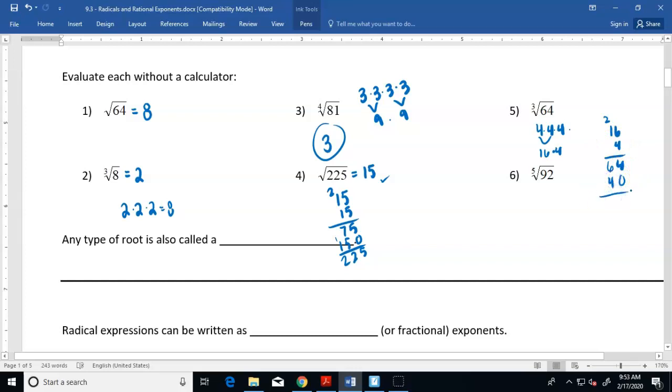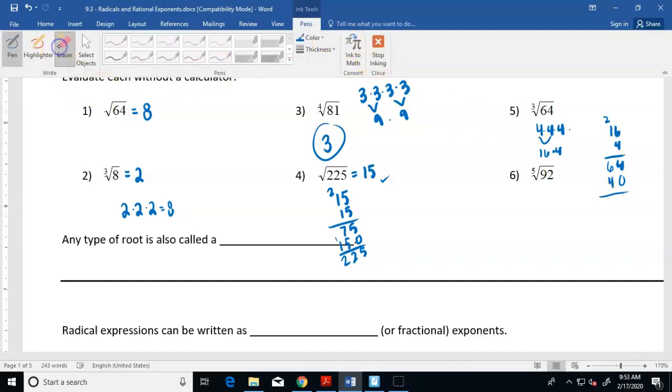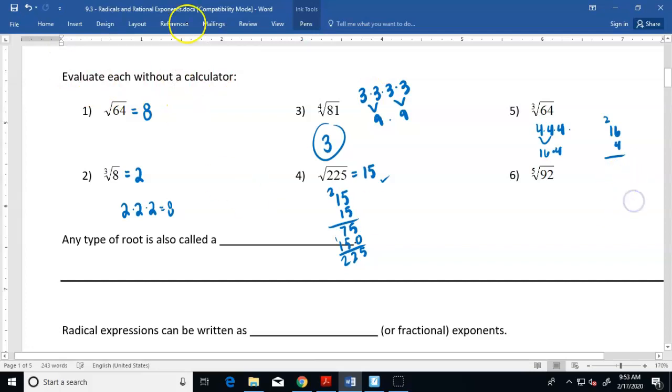Hold on. Hold on. What am I doing? I'm losing my mind. All right, let me go back. It's not 40, this is 4. So, 24, carry 2, 64. Okay. I could, but I was writing it out. I was just getting mixed up. Okay, so we get 4 for that one.